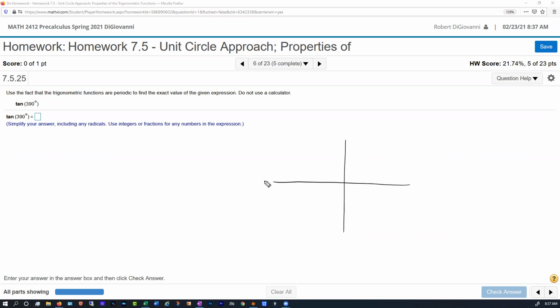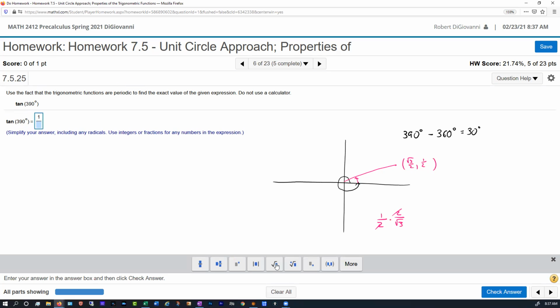Okay, so now tangent of 390, same idea. 390, take away 360, gives us 30 degrees. So we go all the way around, and then we go an additional 30 degrees, and that's our angle. Now this point we have memorized. This one is √3 over 2, 1/2. And so tangent is the y divided by the x. So it's the y times the reciprocal of the x. And the 2's cancel. We should just get 1 over the square root of 3.